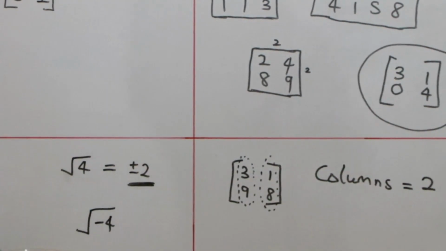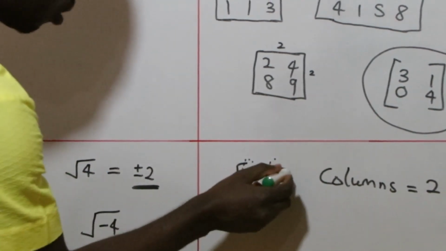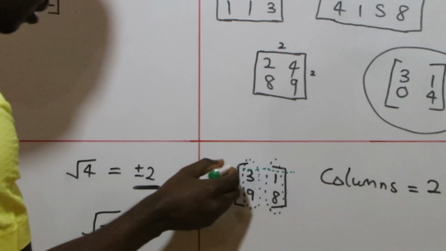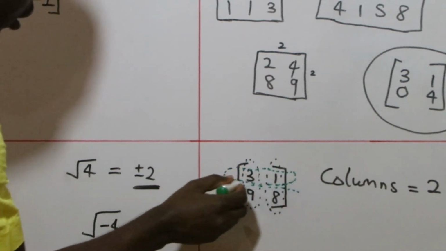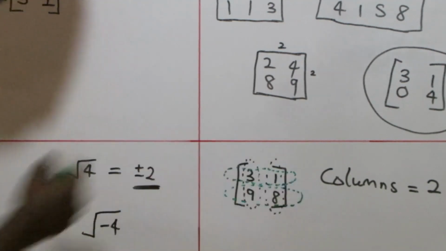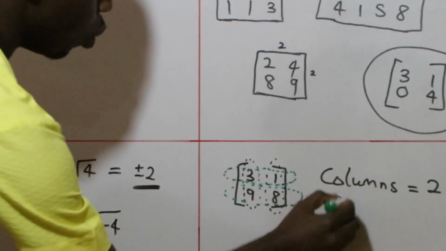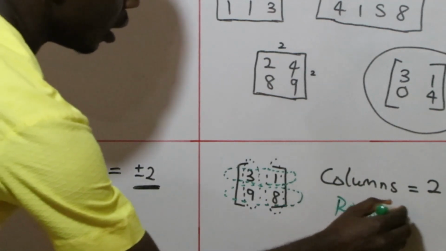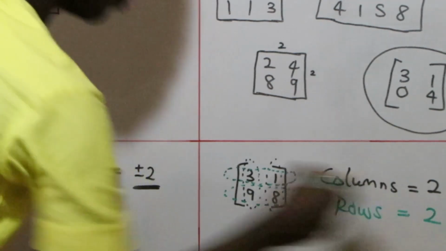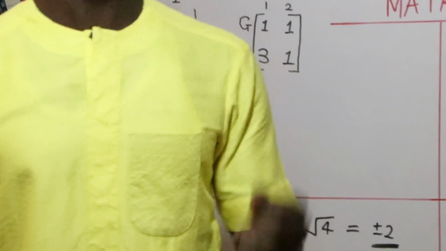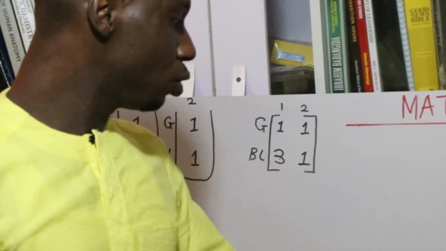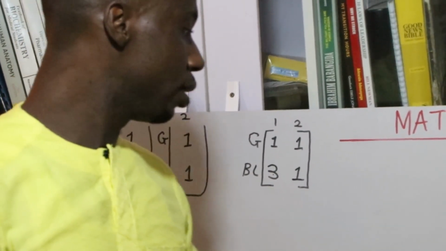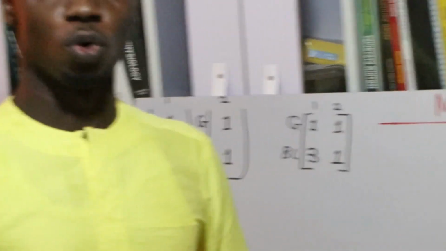Let's use another color for that. Now, the number of rows in this matrix is 1 and 2. So, the number of rows is equal to 2. Okay? So, every matrix has rows and columns. In this case, we have 2 columns and 2 rows.